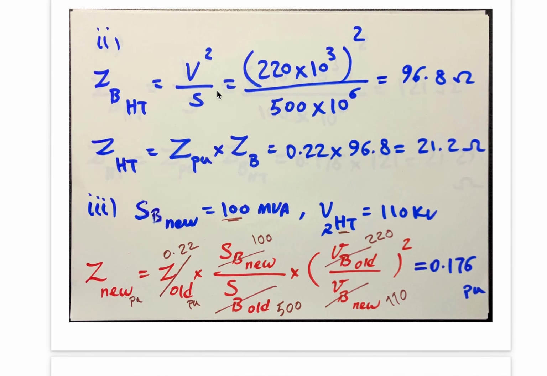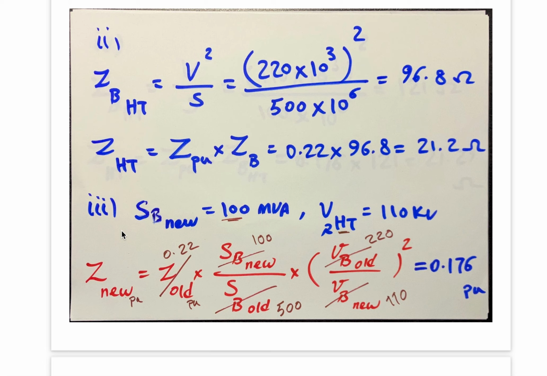Part B, or section 2, is the same question, but about the actual impedance on the high tension side. So again, you need to calculate the base impedance for the high tension side, which is V squared divided by S, 220,000, because that is 220 kilovolts square, divided by 500 MVA. And then obviously the impedance on the high tension side is the per unit one, 20% with 0.2 times by this new base impedance on the high tension side.